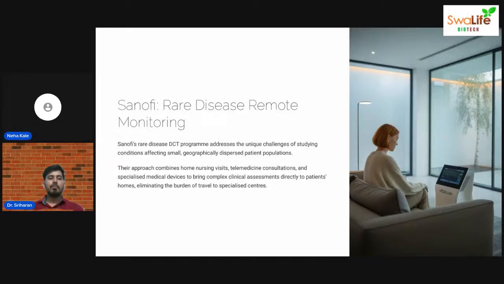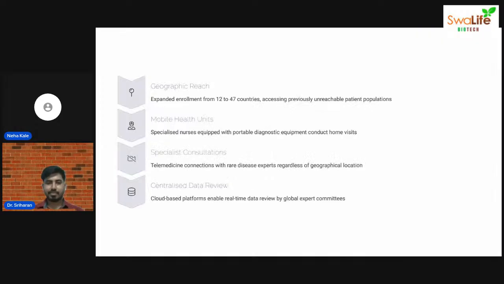along with a portable device for collecting samples and identifying their pattern. Likewise, we are going, plus telemedicine consultation. We are bringing the clinical assessment into rare disease. This study's main motto is eliminating the burden of patient travel. So they go for home nursing visits. The main motto of this study is reducing the travel burden.